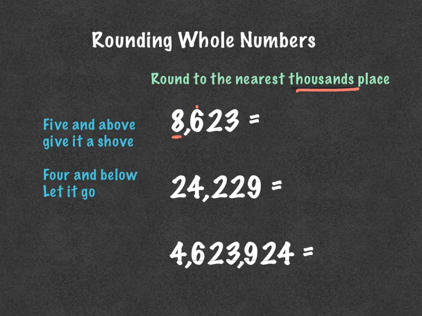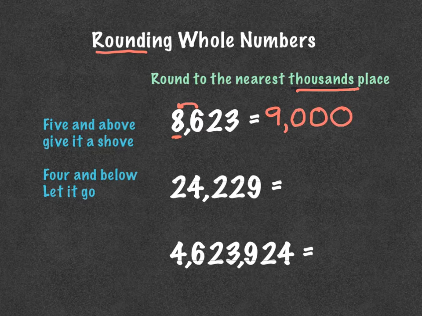So that 6 is either going to boss around that 8 or let it alone. If it's 5 and above, give it a shove. It's big enough to boss around this 8, so it's going to shove that 8 up to a 9. And then this is called rounding. Notice it's the word round in there, so that always makes me think of zeros. Everything after the place that you're rounding turns into zeros. So 8,623 is rounded up to 9,000.